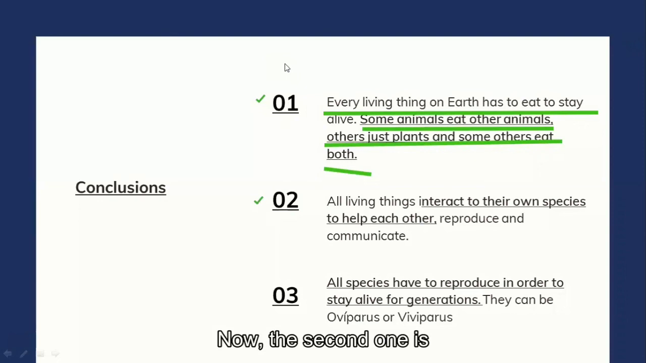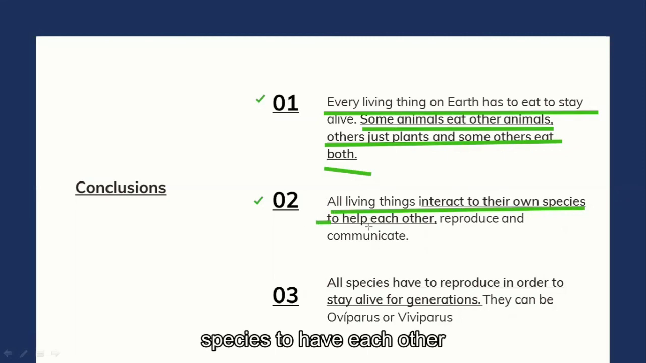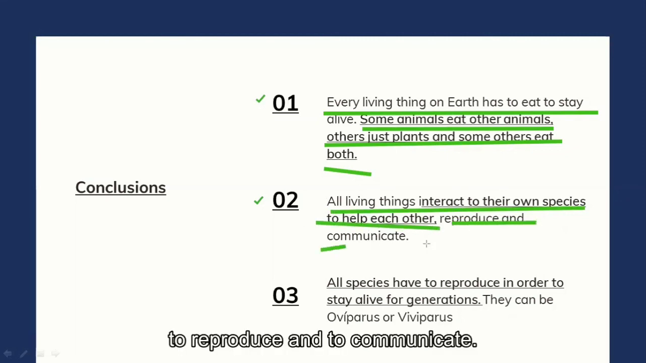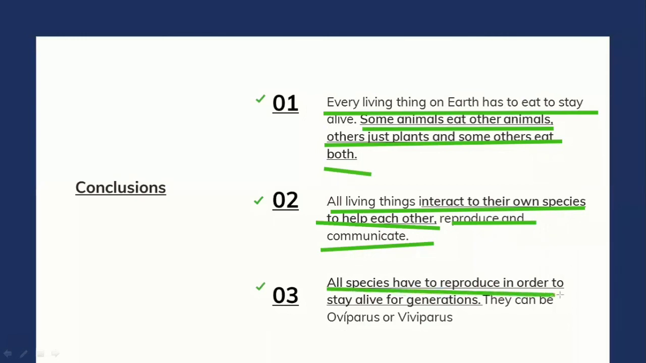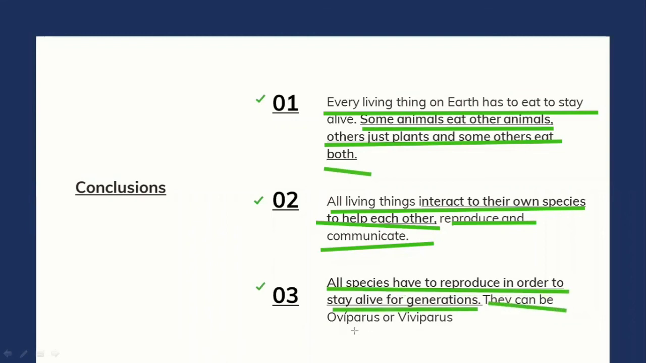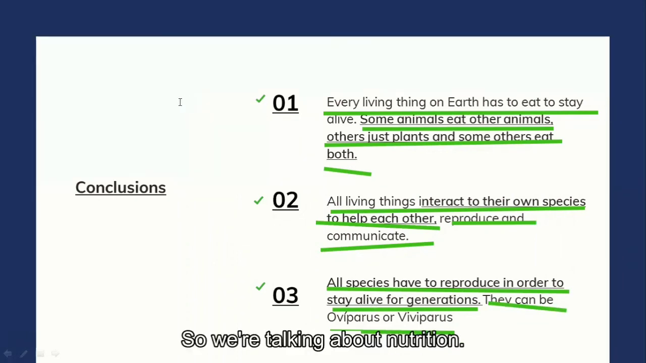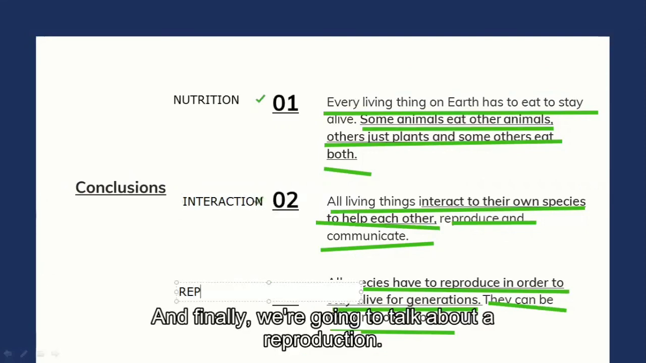The second one is that all living things interact with their own species to help each other to reproduce and to communicate. Finally, all species have to reproduce in order to stay alive for generations. They can be oviparous or viviparous. Don't forget that. So we're talking about nutrition and interaction, and finally reproduction.